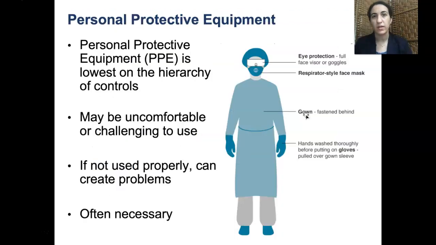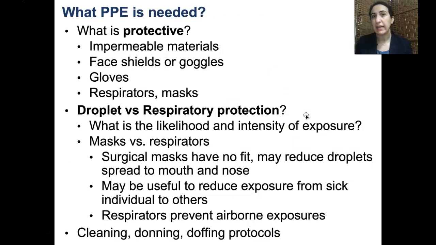Personal protective equipment is lowest on the hierarchy because it relies on each person to use correctly, may be uncomfortable or challenging to use, and may be less effective. However, it is often necessary. So, what PPE is needed?